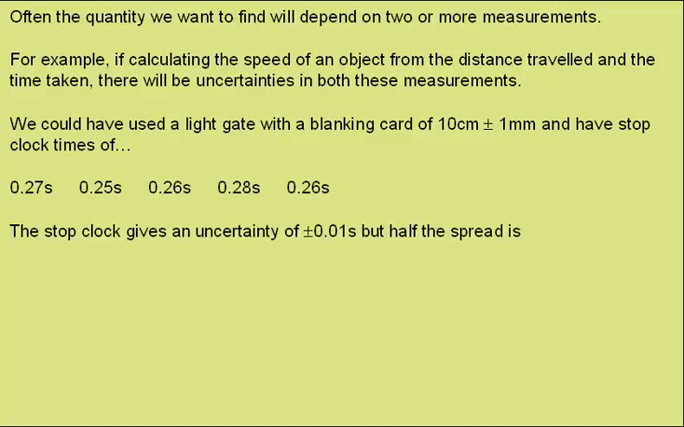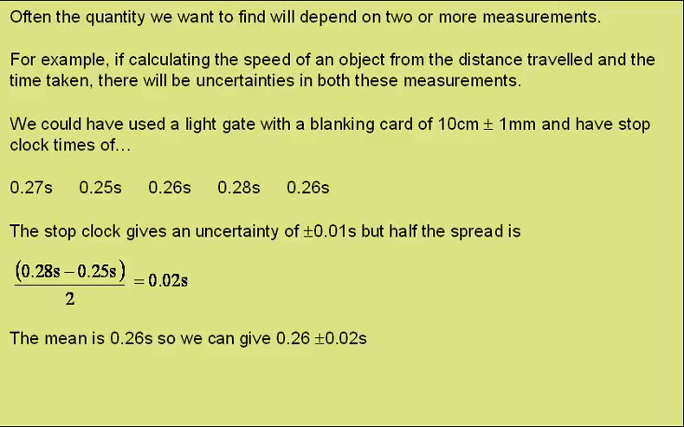The stop clock gives an uncertainty of plus or minus 0.01 seconds, but half the spread is given by our largest value of 0.28 seconds minus our smallest value of 0.25 seconds, divided by 2. This is 0.02 seconds. The mean will be 0.26 seconds, so we'll use our largest uncertainty of 0.02 seconds, being larger than the stop clock uncertainty of 0.01 seconds, and quote 0.26 plus or minus 0.02 seconds.